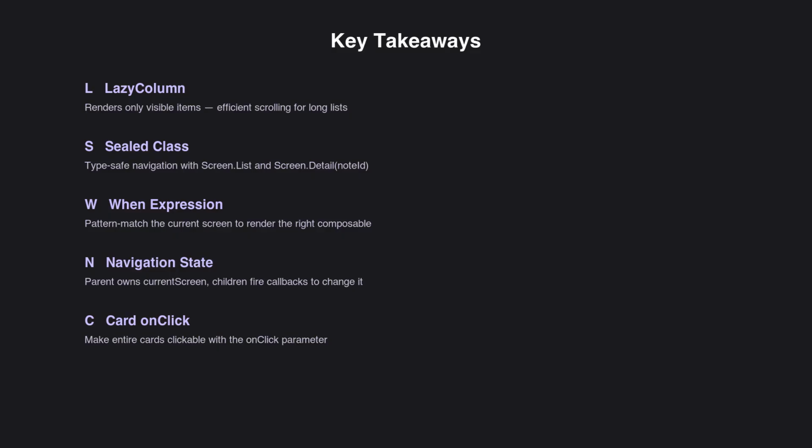Let's recap the 5 key things we learned today. First, LazyColumn. It renders only visible items for efficient scrolling. Second, sealed class. Type safe navigation with screen.list and screen.detail.